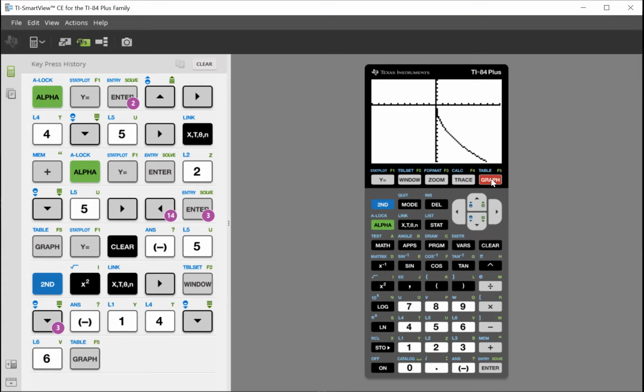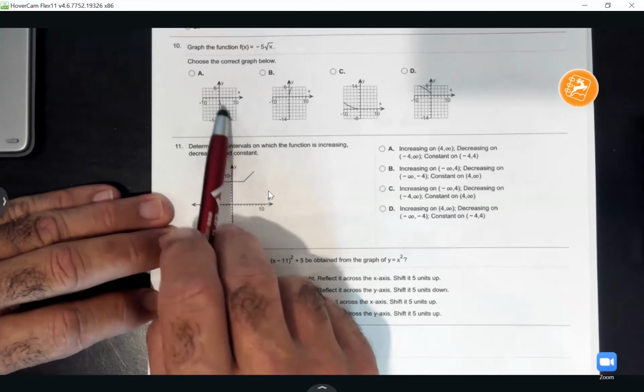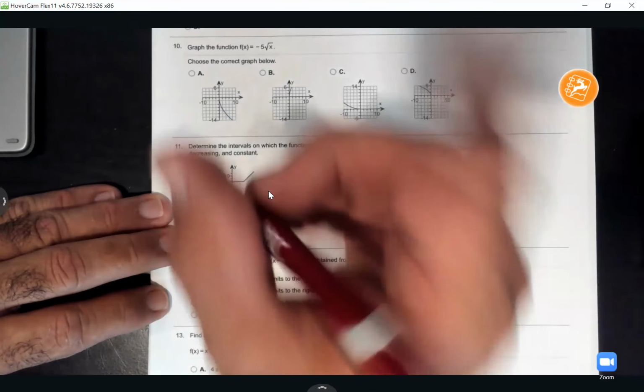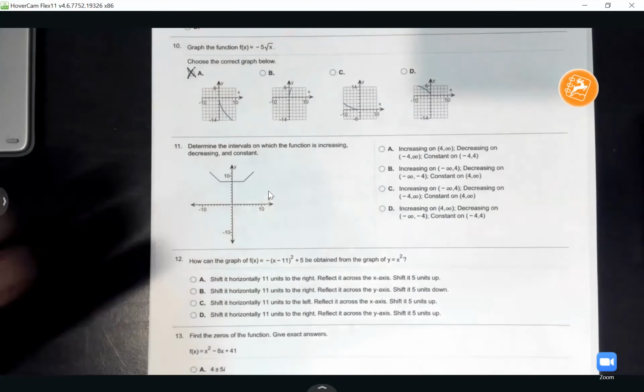So there's my graph. It's going downhill, starting at about the origin, it looks like, and it's just going downhill to the right. So let's go to our picture. And y'all, the only one I got going downhill to the right would be A. So I would click my A and be done.